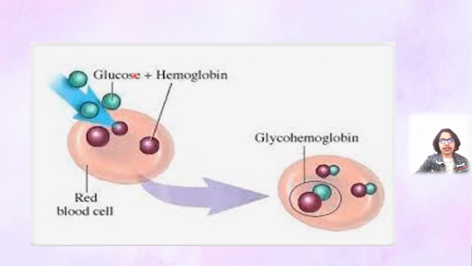Now you can see the picture here. Whenever we see this glucose plus hemoglobin in the red blood cell, there is a combination of glucose and hemoglobin. That is known as glycohemoglobin. Glyco means glucose, and Hb is hemoglobin. These two molecules are joining together. So this is the concept. Normally, the lifespan of RBC is 120 days. Once this glucose molecule attaches to the RBC, we can estimate for how many months the patient has been controlling their blood glucose level.